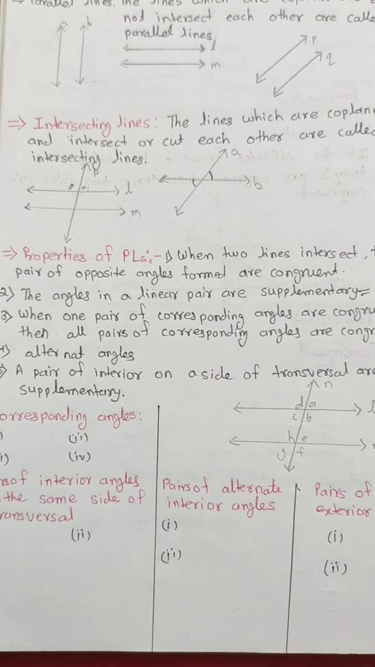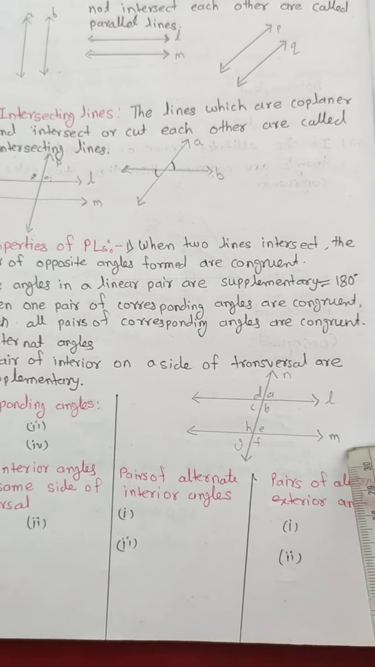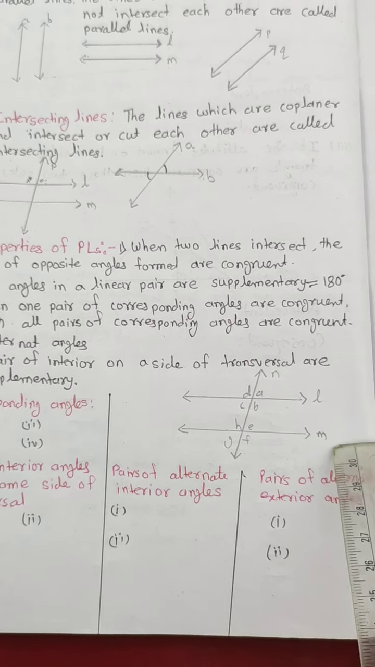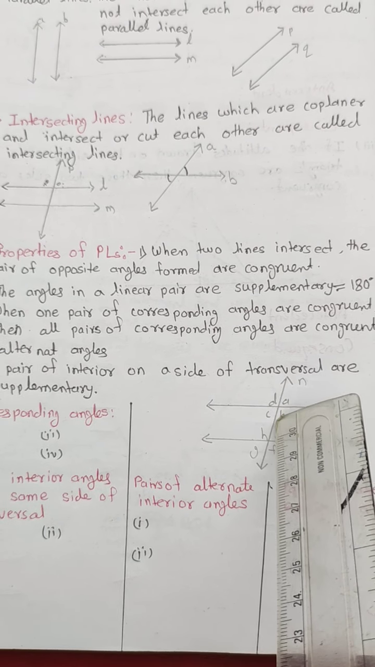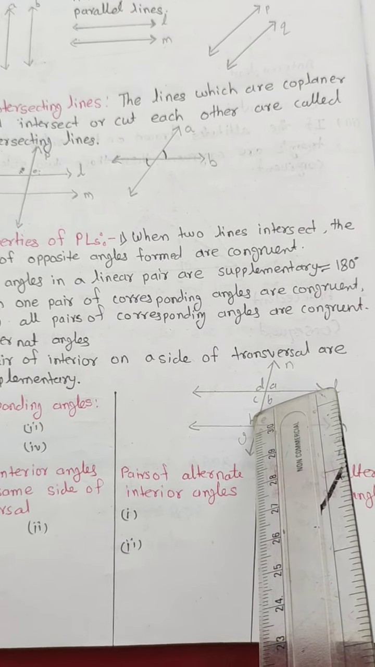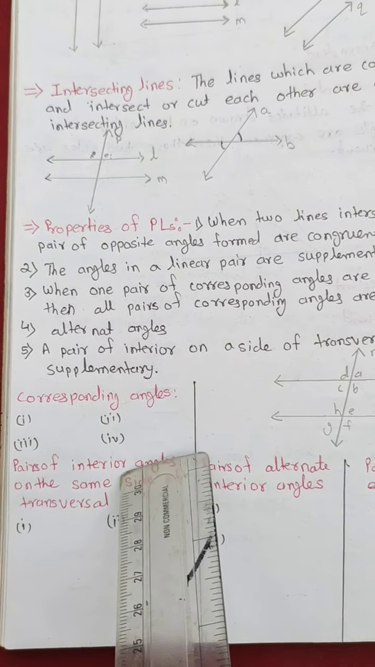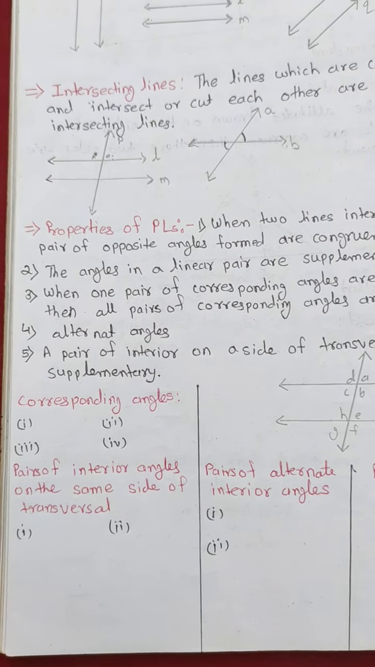See, for example, here I drew lines L and M, parallel lines. Line N is a transversal line. There are some angles formed: angle A, angle B, C, D, angle E, angle F, angle G and angle H. So on the basis of this, we will write the pairs of corresponding angles.